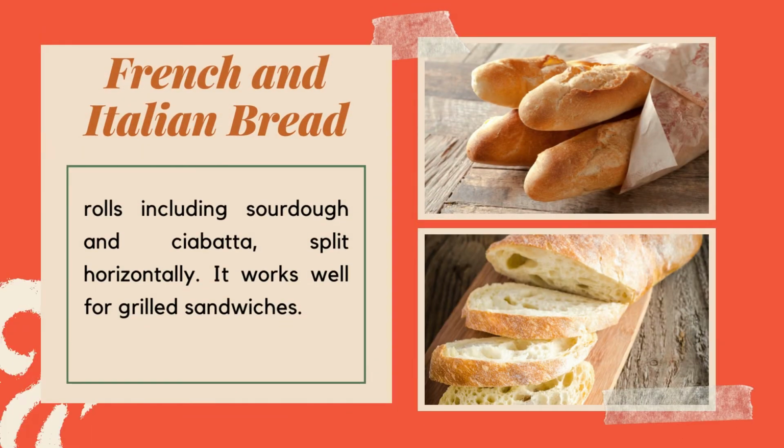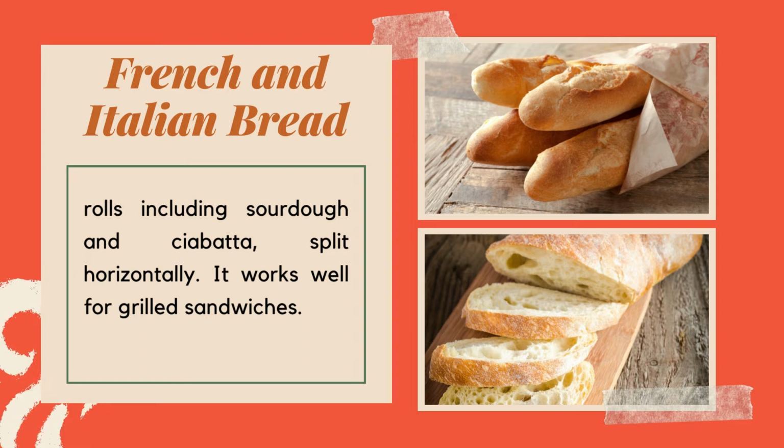And now, let's have the next one. The French and Italian bread. Rolls including sourdough and ciabatta split horizontally. It works well for grilled sandwiches. Ang ciabatta, it is a flat oblong bread having a moist interior and a crispy crust. So ito yung mga klase ng tinapay na sikat talaga sa mga Italians. Perfect combination ng mga ganitong klase ng tinapay sa mga grilled meats or grilled fillings.